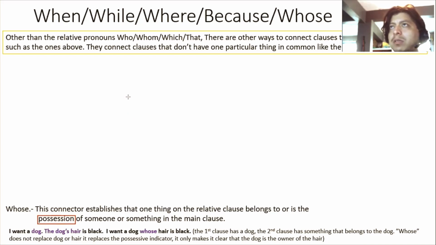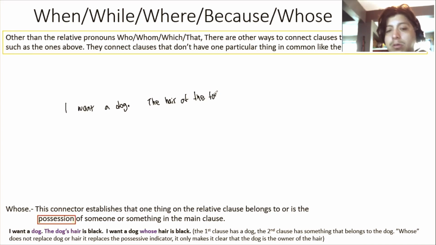In this case, we have this sentence. It says, I want a dog. I want a dog. This is my first sentence. My second sentence is the hair of the dog, sorry.